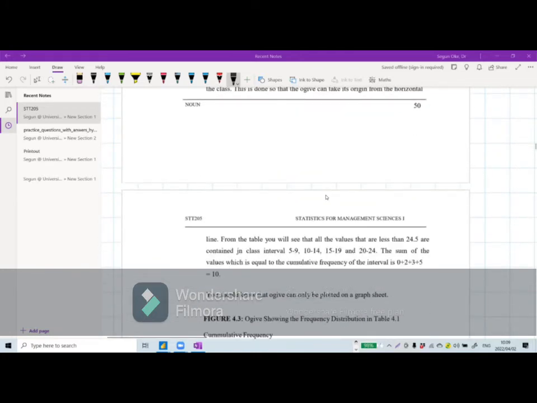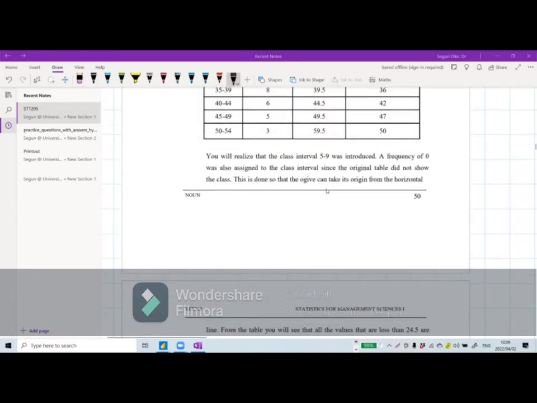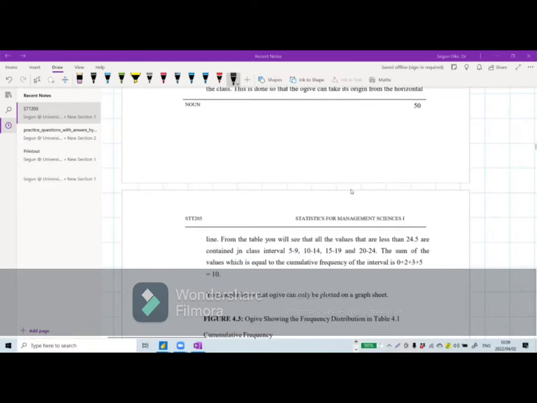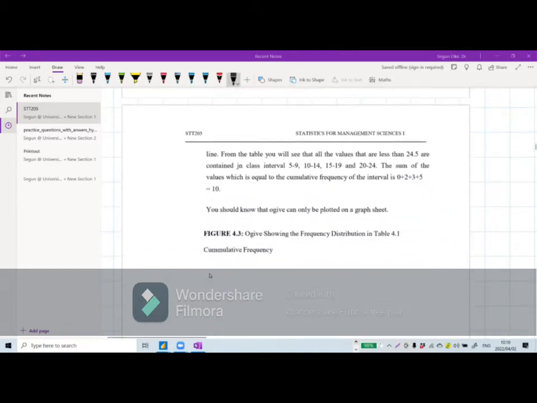So I just want to explain something to you there. This is done so that the ogive can take origin from our horizontal line. Why? From the table, you will see that all the values less than 24.5 are contained in the class intervals of 5 to 9, 10 to 14, 15 to 19, 20 to 24. And the sum of all these values, which is the cumulative frequency of the interval, when you add everything together, will give you 10. That is what they are trying to say.